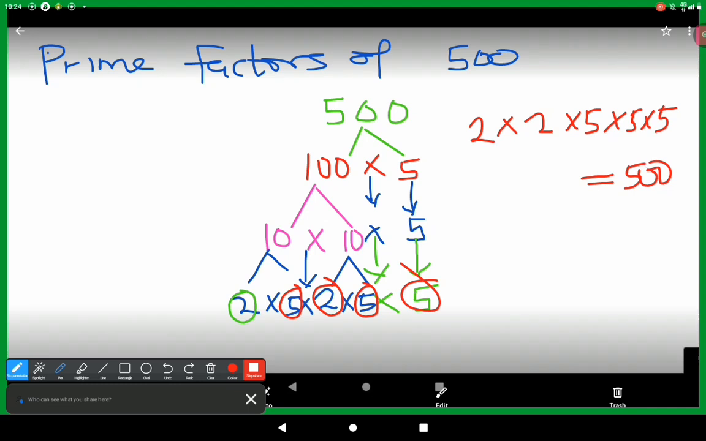Because 2 times 2 is 4. 4 times 5 is what? 4 times 5 is 20. 20 times 5 is 100. 100 times 5 is 500.